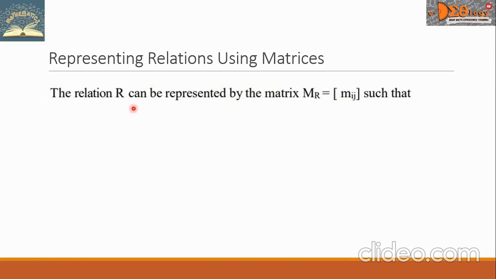The relation R can be represented by the matrix capital M sub R with elements small m sub ij such that m sub ij equals 1 if the ordered pair (a sub i, b sub j) is an element of the relation R, or the value is 0 if the ordered pair (a sub i, b sub j) is not an element of R.